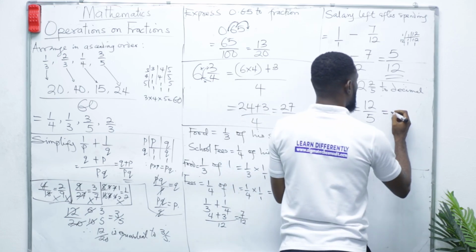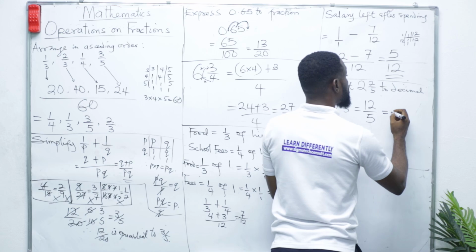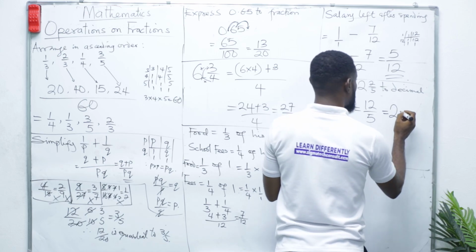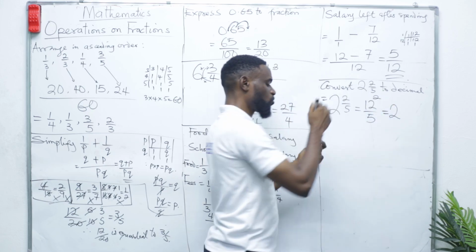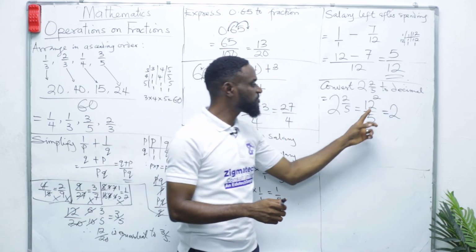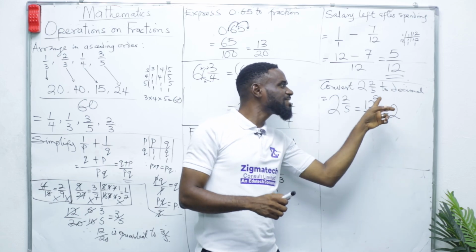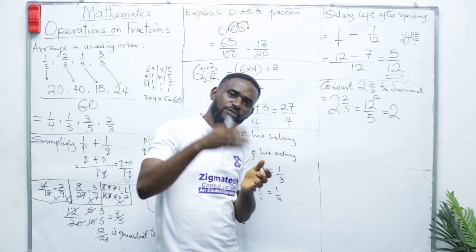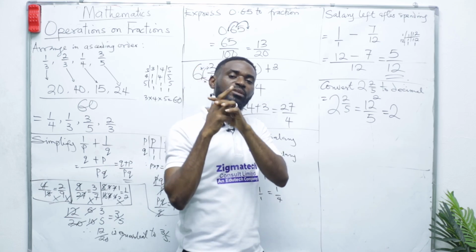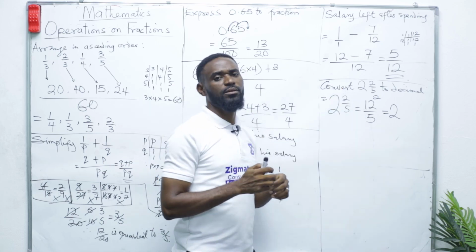So this will not be a whole number. The answer is 2, but there is a remainder of 2. What do we do with this 2? 12 divided by 5 is 2, but there is a remainder of 2, because 10, 11, 12, 2 numbers are left before 12. So what do we do with that number?